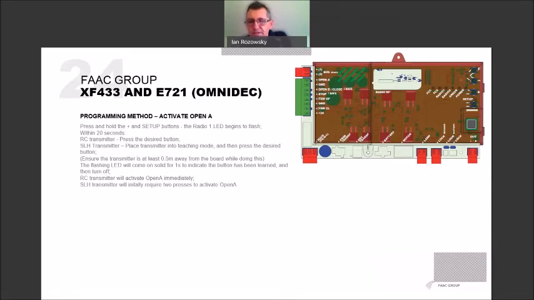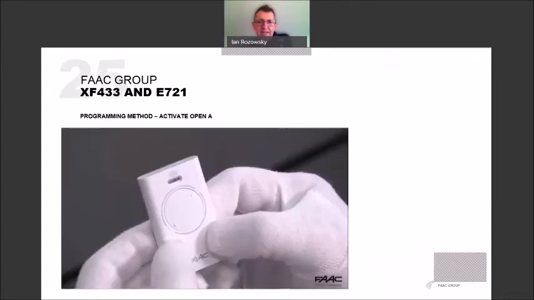So let's have a quick look at the XF433 with the E721, which is this control board from the 720, 721 slide gates. Again, also OmniDec. In the case of this product, we need to press and hold the plus and the setup buttons at the same time until radio 1 LED begins to flash. And then again, within 20 seconds, press the button on your RC transmitter or put your SLH transmitter into teaching mode and press the button. So in this case, the radio 1 light will come on and indicate that the remote has been learned.